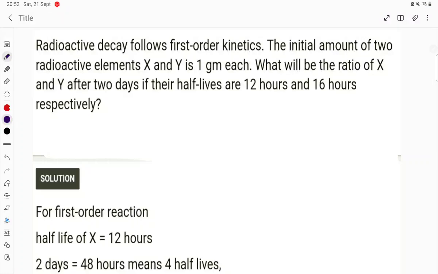Hello student, let's try to understand a problem. Radioactive decay follows first order kinetics. The order is what? First order, student. This reaction is going to be a first order reaction.